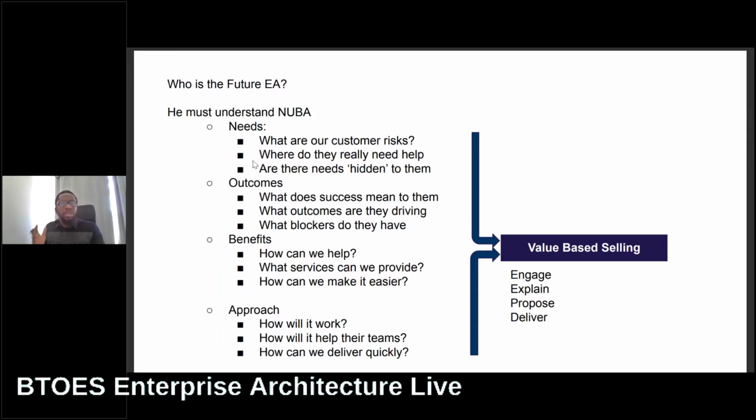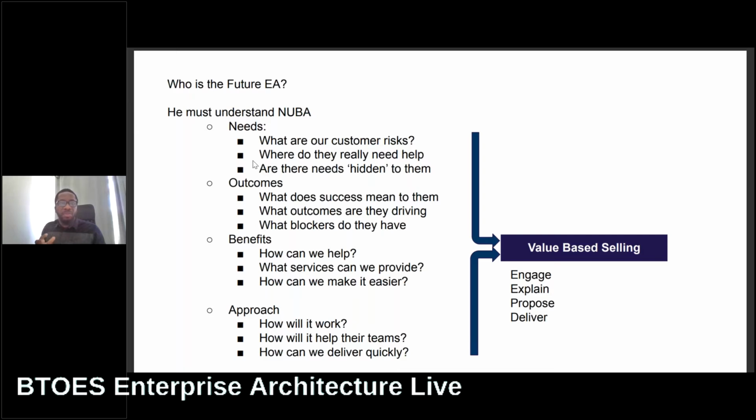Now, for instance, who is supposed to be the future EA? The future enterprise architect, to me, I believe, is the architect that approaches enterprise architecture as a service. And of course, this is a major shift because this core techie has to understand business speak. Not only does he need to understand business speak, he has to understand the needs, the outcomes, the benefits, and the approach. Now, this is very, very key.